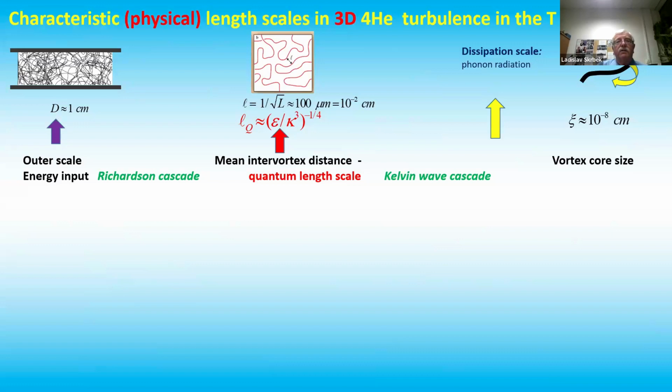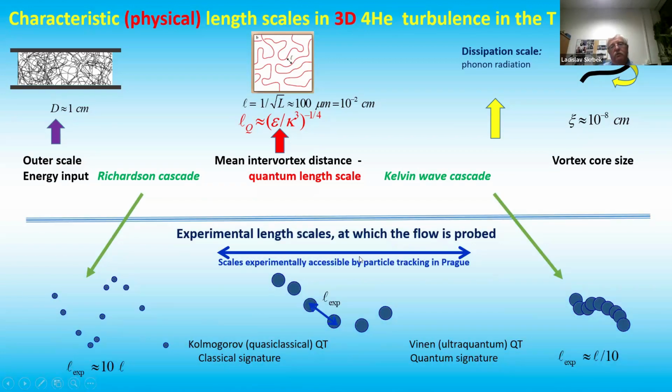So what are these characteristic length scales in 3D, for simplicity and for helium turbulence in the T equals 0 limit? Of course, we have the turbulence inside some turbulence box. So that's the outer scale, where the energy input usually goes on. And then from there the Richardson cascade operates until we reach this mean intervortex distance, or quantum length scale. And that's nothing else but the mean distance between the quantized vortices. And as I said, the Richardson cascade cannot operate anymore, but the Kelvin wave cascade can operate, and it goes onto the dissipation scale, which is in this case due to phonon irradiation. And of course, there are also smaller length scales because the size of the vortex core is roughly 1 angstrom in the case of helium-4. But these very, very small scales have nothing to do with turbulence, so we may forget about that.